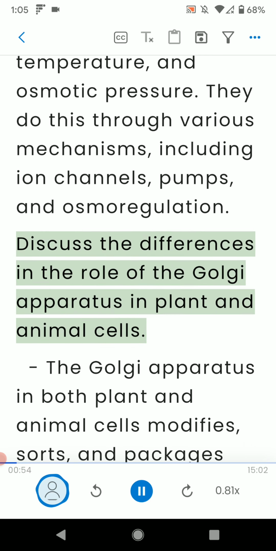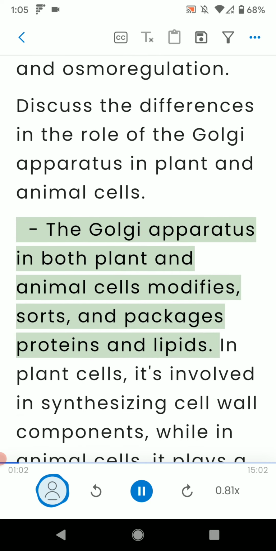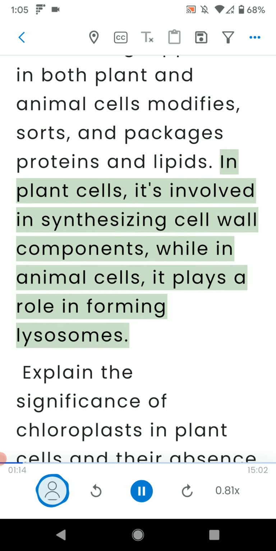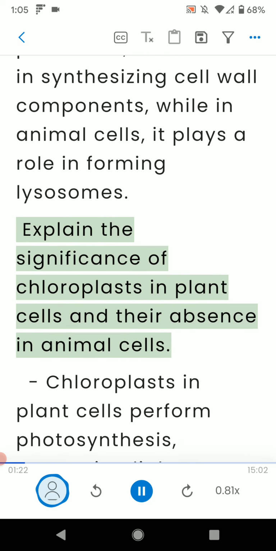Discuss the differences in the role of the Golgi apparatus in plant and animal cells. The Golgi apparatus in both plant and animal cells modifies, sorts, and packages proteins and lipids. In plant cells, it's involved in synthesizing cell wall components, while in animal cells, it plays a role in forming lysosomes.